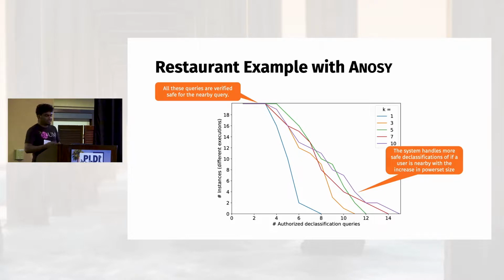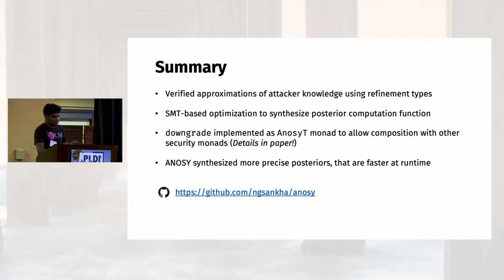We randomly generate queries, and we keep on trying with higher and higher power sets with the expectation that more queries should be answered. And indeed, that is what happens. If you look with one interval in the power set, we stop answering at 8 queries maximum. Whereas if you have 10 intervals in the power set, we go all the way up to 15 queries answered. So as expected, it's working and allowing us to answer more queries.